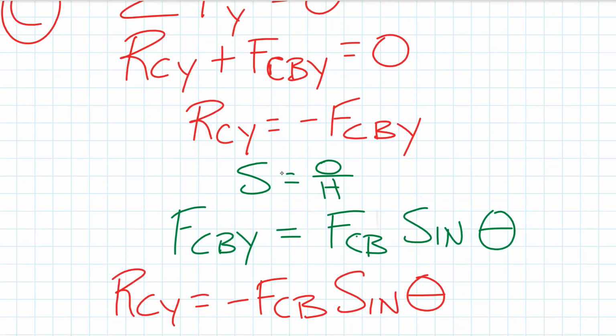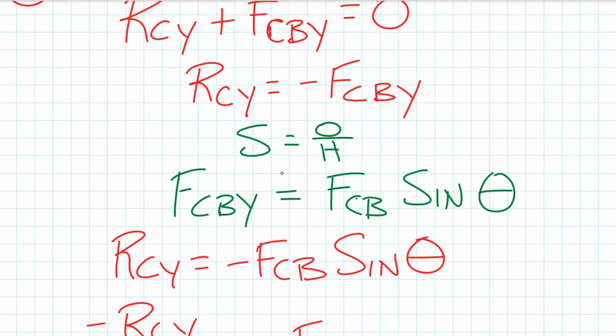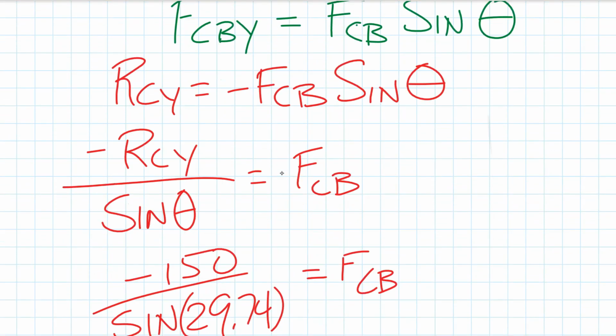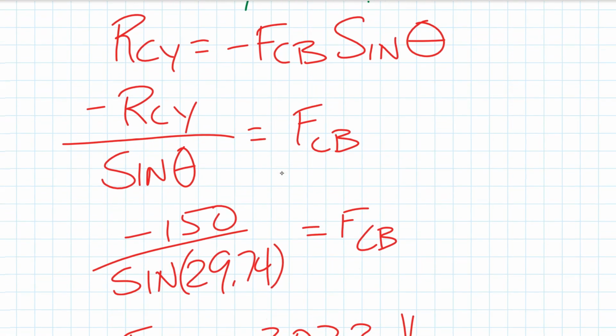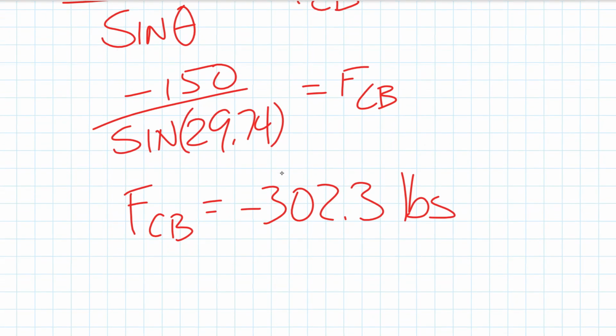And then I switch to a different color to show that sine is equal to the opposite over the hypotenuse. And if we use that, we can write the equivalent term for the force on member CB in the y direction as the force on member CB times sine theta. And then I replace the force in the y direction with that equivalent term, rearrange that with a little bit of algebra to solve for the force on member CB. So we have negative 150 divided by sine of 29.74 is equal to the force on member CB, and we get that it's negative at the end, and that tells us that this member is in compression.